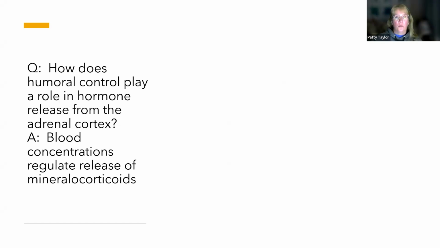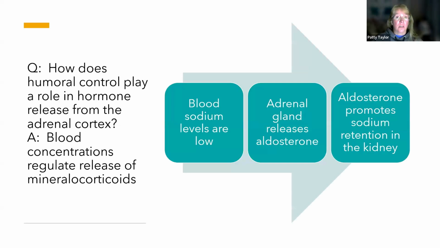Okay, so let's talk about how the humoral concentration, which means the blood concentration of certain items, can influence release of hormones. So blood concentration of salt, which is sodium or potassium, can influence the release of mineralocorticoids. You might recall that aldosterone was the primary mineralocorticoid that we talked about. So low levels of blood sodium can influence aldosterone production and release from the adrenal gland. Aldosterone is an interesting one because it has multiple methods for being released, from hormonal to humoral, and of course, including that renin-angiotensin-aldosterone mechanism.